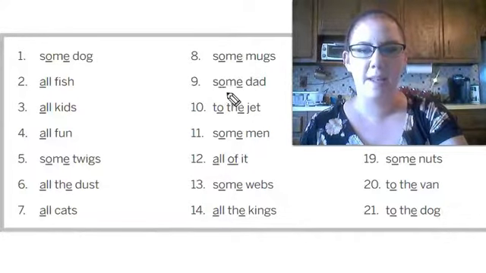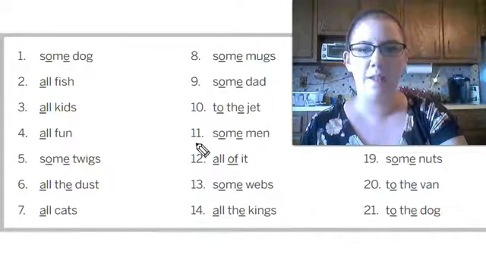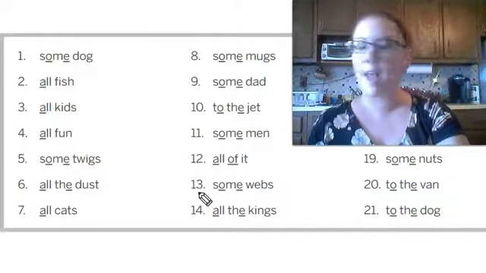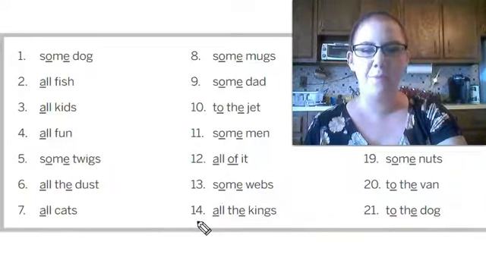Number 9. Some dad. Number 10. To the jets. Number 11. Some men. Number 12. All of it. Number 13. Some webs. Number 14. All the kings.